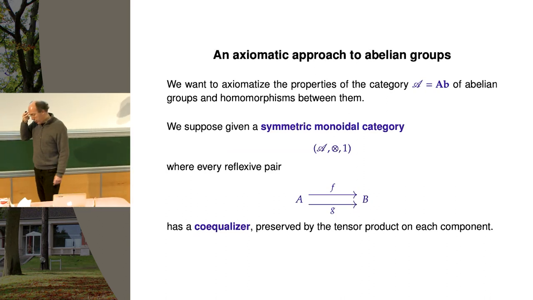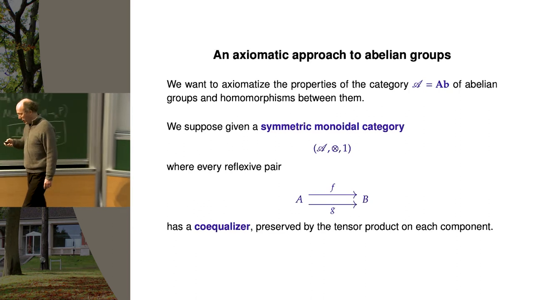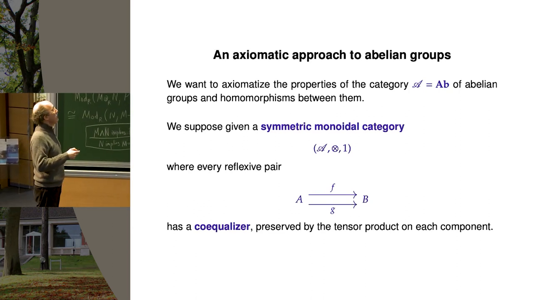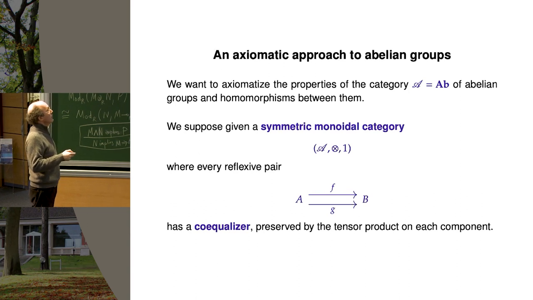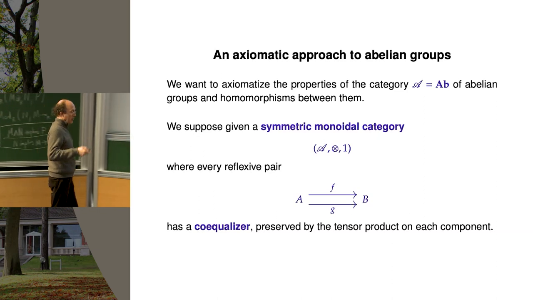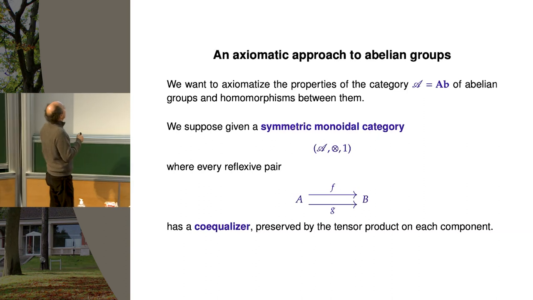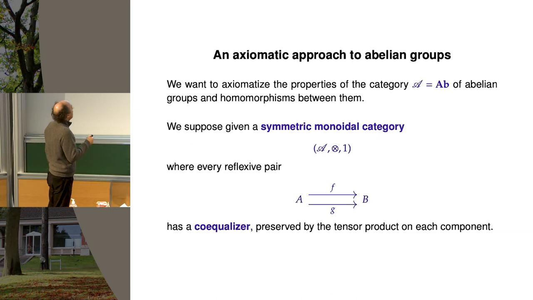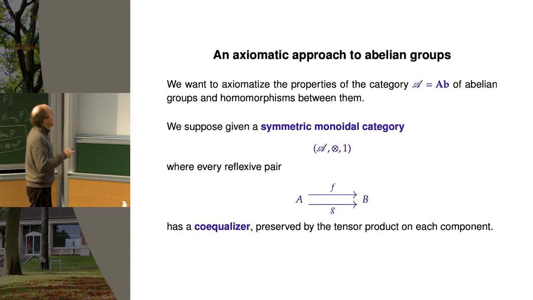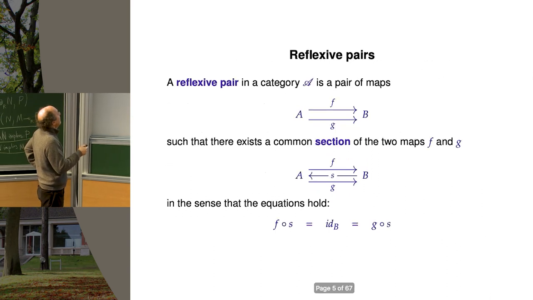To work, I will try to be as general as possible. So I will take an axiomatic approach to abelian groups. I want to axiomatize the properties of the category Ab of abelian groups and homomorphisms between them. So all I will develop will be based on a number of axioms that I will describe along the way. The first one is that we have a symmetric monoidal category of abelian groups, where every reflexive pair has a coequalizer, so a kind of quotient, which is moreover preserved by the tensor product on each component. And here, a reflexive pair is just a pair of maps with a common section.